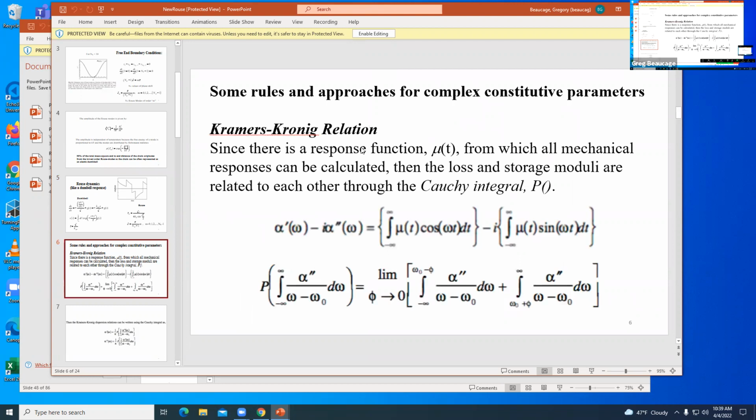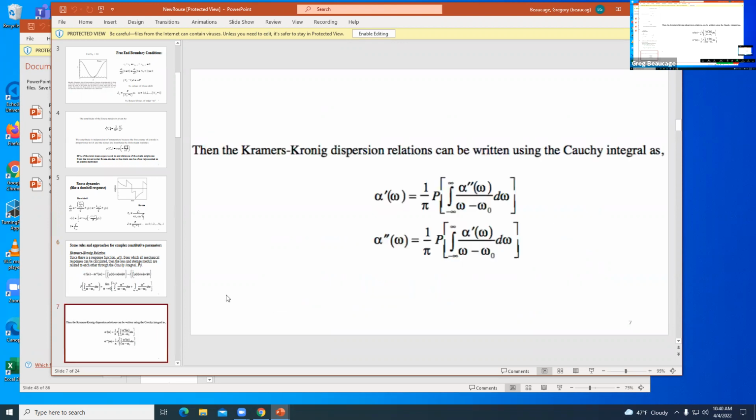Then there's this business of the Kramers-Kronig relation, that's basically relating, what is it doing? It's relating the storage and the loss to each other.